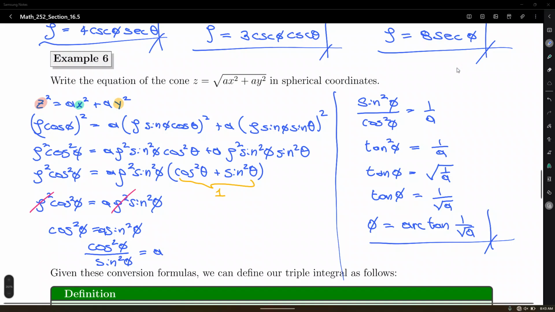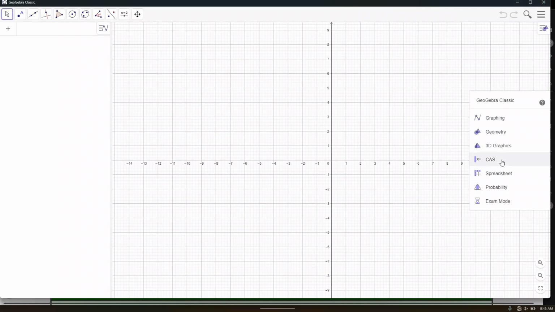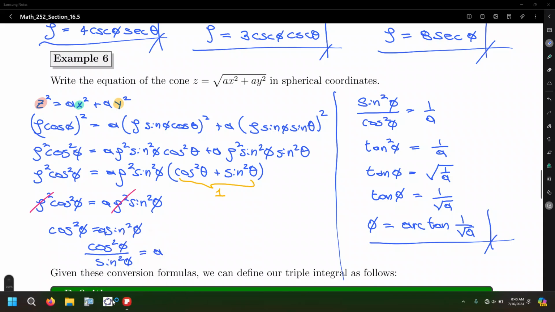All right. What about the simplest of the cones? No, that's not what I wanted. Don't save. Okay.